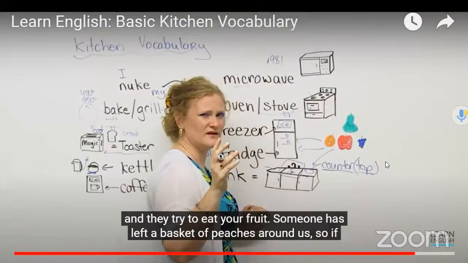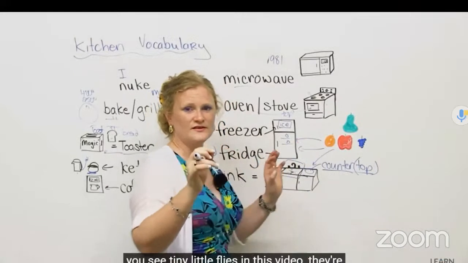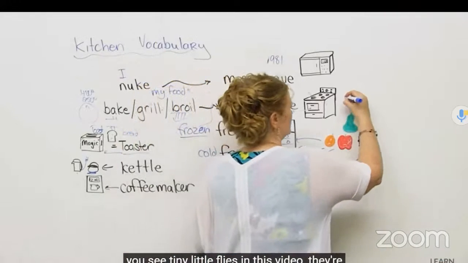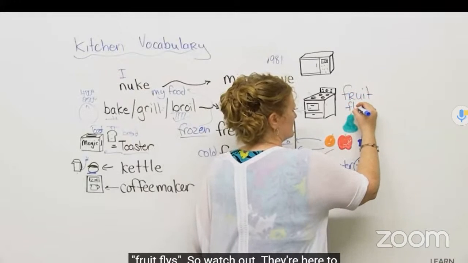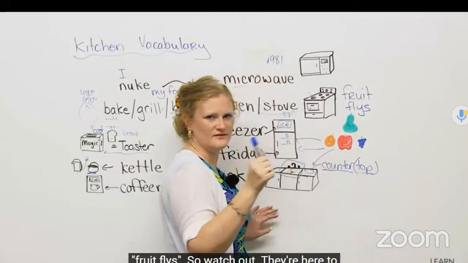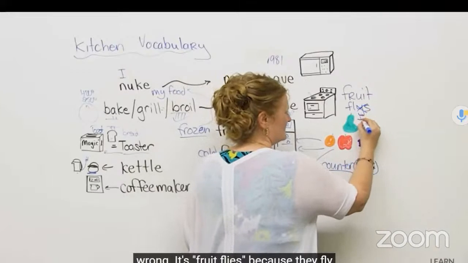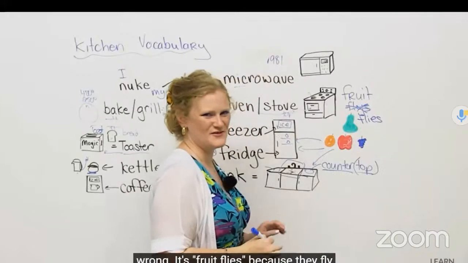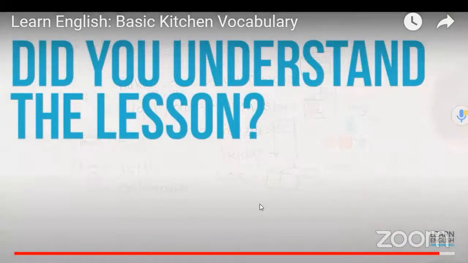One problem. Sometimes you take your delicious fruit from Niagara and you put it on your countertop in a bowl. But what happens next is treacherous. These tiny little flies come and they try and eat your fruit. Someone has left a basket of peaches around us. So if you see tiny little flies in this video, they're after the fruit. These are actually called fruit flies. So watch out. They're here to steal your fruit. Except I've spelled this wrong. It's fruit flies. Because they fly around your fruit. There's one now. Bye.